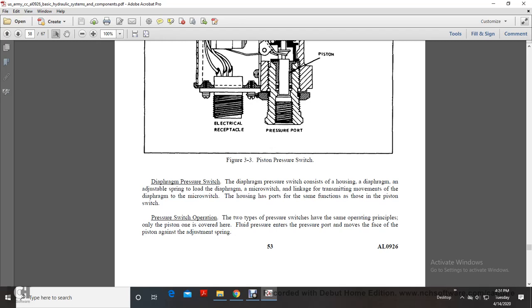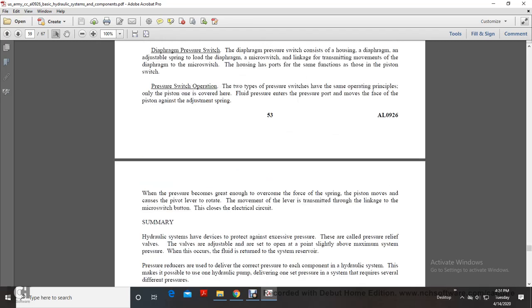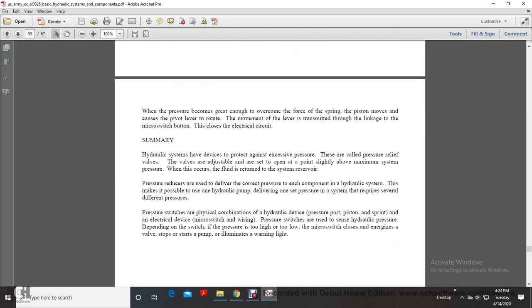The fluid pressure into the pressure port moves the face of the piston against the adjustment spring. When the pressure becomes great enough to overcome the force of the spring, the piston causes the pivot lever to rotate. The movement of the lever is transmitted through the linkage to the micro switch button, closing the electrical circuit.